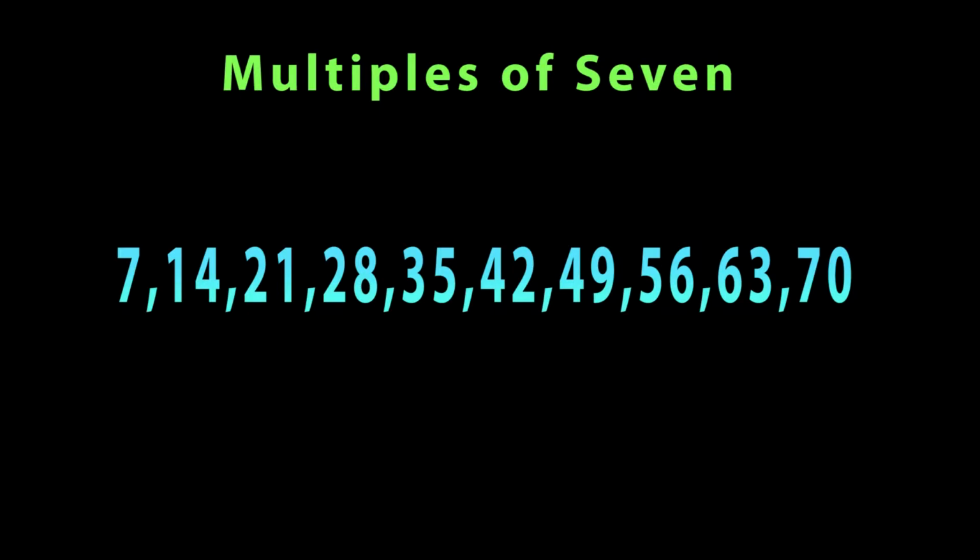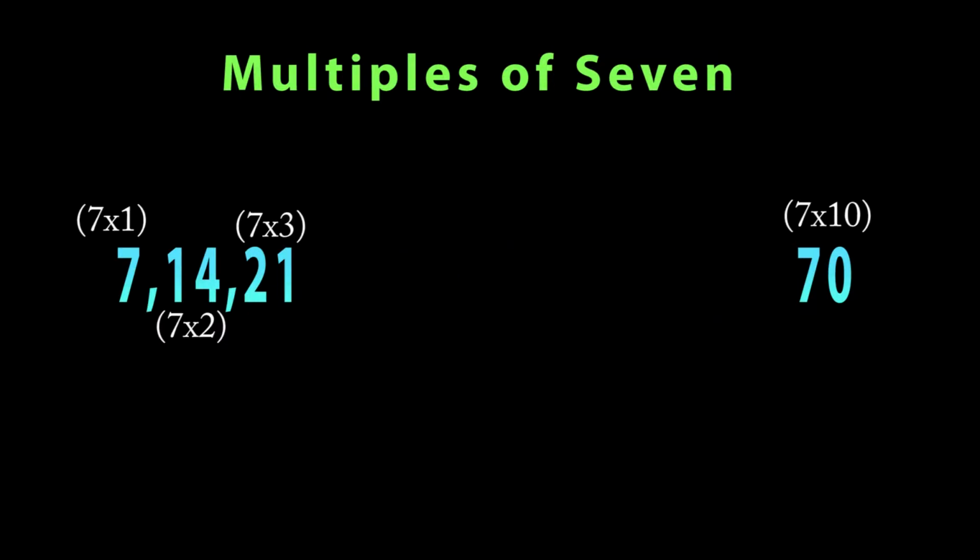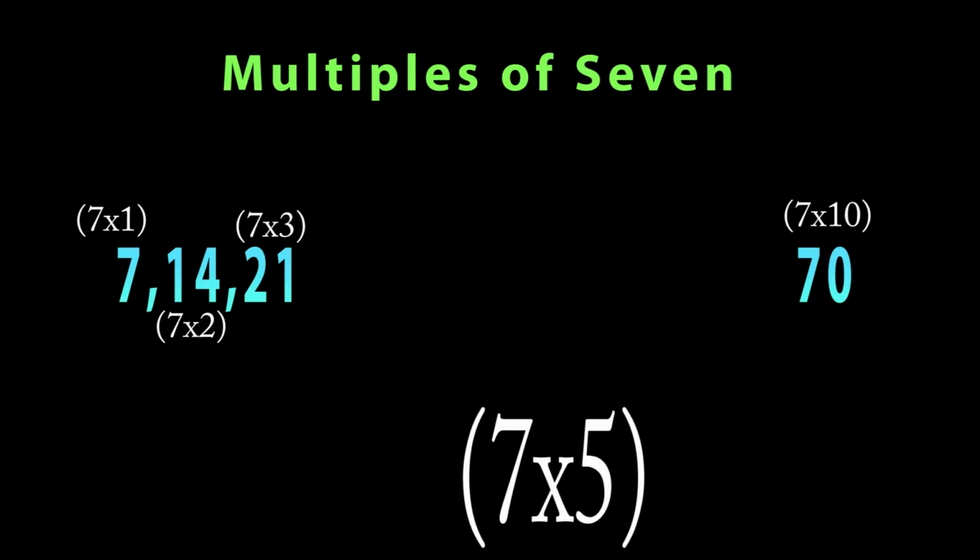Now let's pretend that you only had memorized the first 3 multiples of 7, which are 7, 14, and 21, and 7 times 10, which is 70. We're going to use the multiplication facts that we do know to figure out the ones that we don't know. First, let's figure out 7 times 5.